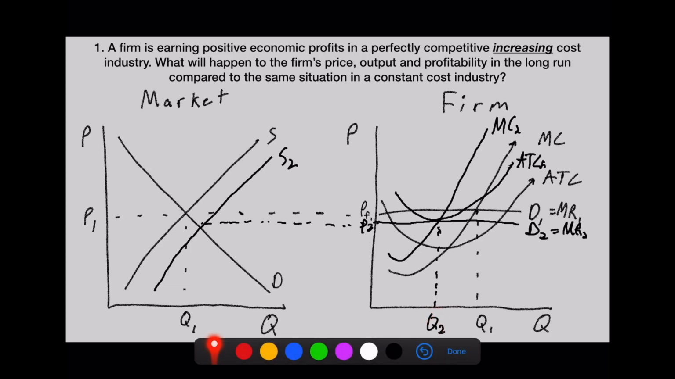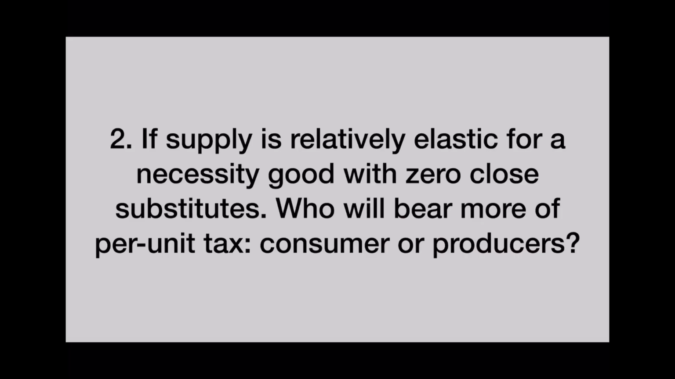But notice price did not fall by as much. It would have been down here for the constant cost industry. Profitability is the same for both. They earn zero economic profit in the long run. Tough question. Okay, number 2. Pause the video. Go try it.